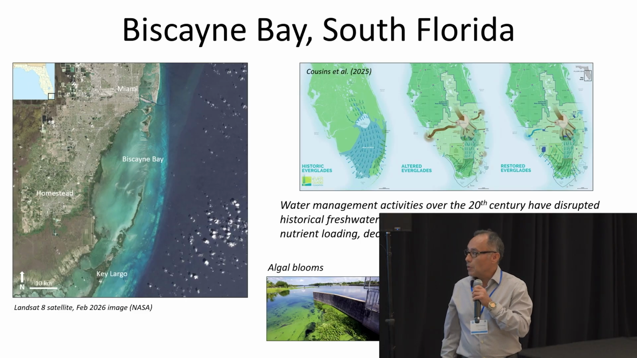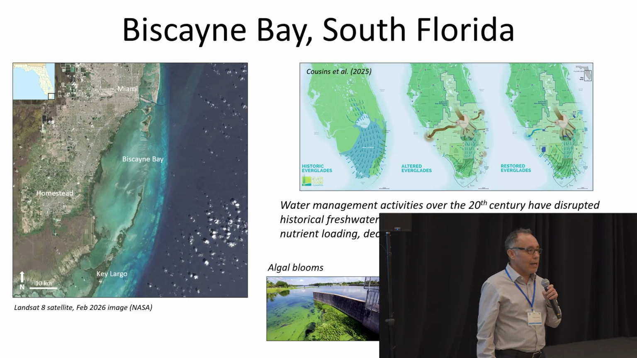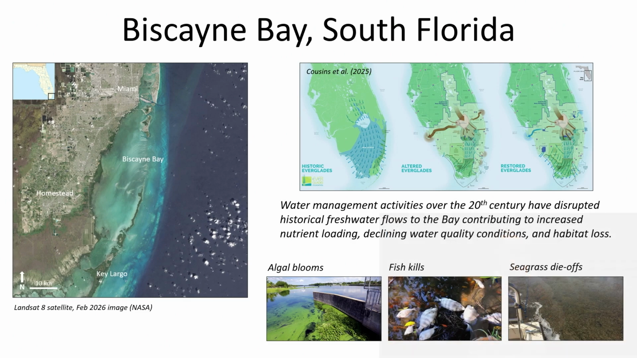So, significant influence. However, during the past century, hydrological modifications in the upper watershed have influenced the water flow delivery into the system relative to the previous historical flows that we had. And this is the result of urban expansion, population growth, and also agricultural activities. All these factors influence an increase in nutrient loading, declining water quality conditions, and significant habitat loss, including mangroves and seagrasses.